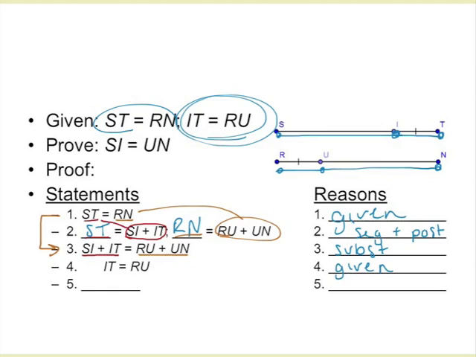The final blank on the statement side always, always must be what you're trying to prove. So SI equals UN is what we're trying to prove. So we have to ask ourselves, then how do we get there? If we combine the logic of steps 3 and 4 and think about them like an algebra problem, how would I get rid of that IT and RU? I would subtract them. So this is going to be our subtraction property of equality.